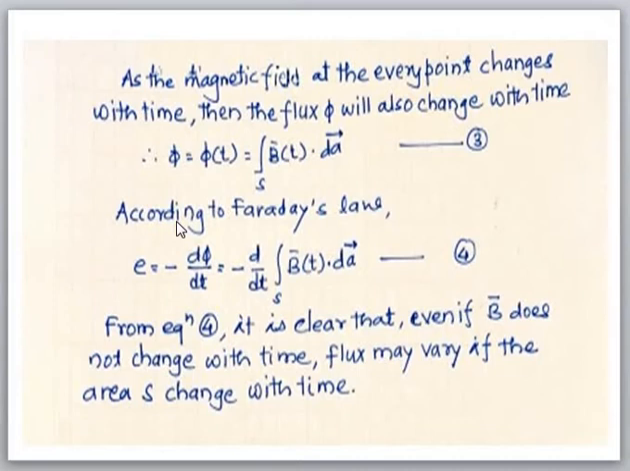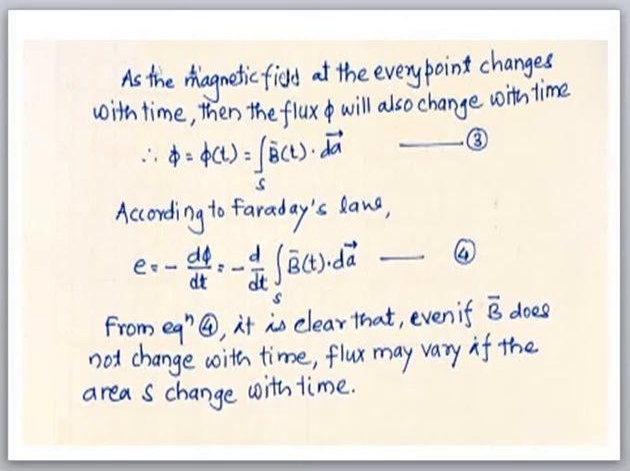Now according to Faraday's law, E is equal to minus d phi by dt. It is equal to minus d by dt of this surface integral of B bar, which is a function of time, into dA bar. From this equation 4, it is clear that even if B does not change with time, the flux may vary if area S changes with time.